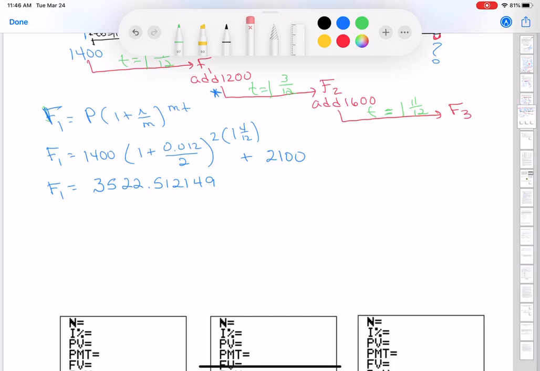So we left off at this point in time where our future value is 35.22 and a bunch of change. So we're right here on the timeline. Now we need to move forward and find future value 2. All right, so when we find future value 2, this future value 1 actually becomes the present value of our future value 2.